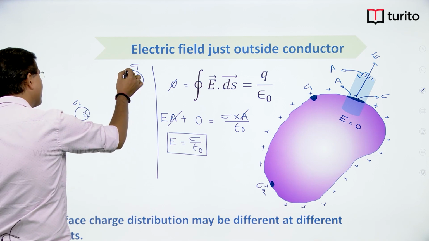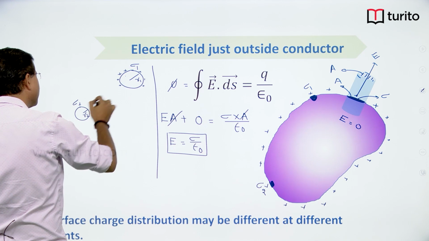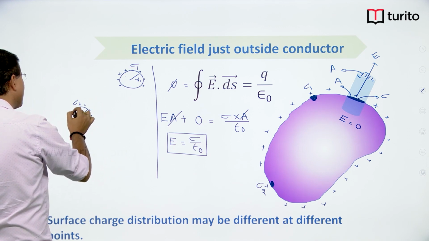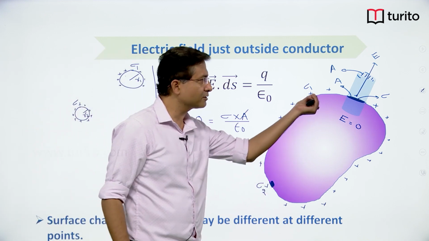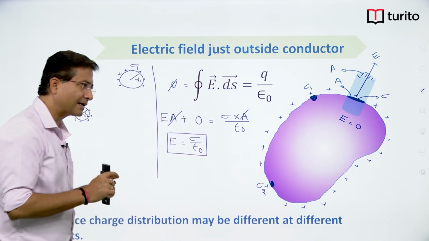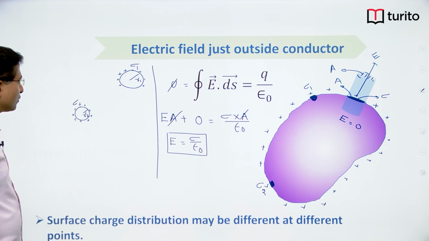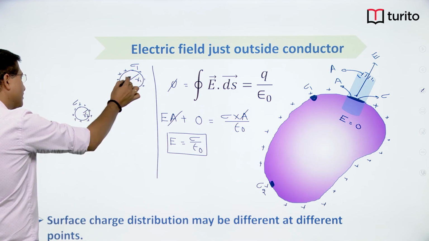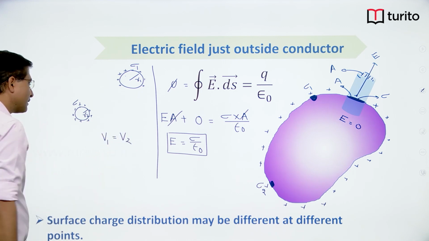As the part is very small, I can assume that charge is almost uniformly distributed. Similarly, here charge is almost uniformly distributed as the part is very small. So, I have taken a very small part here and a very small part here, so that I can write a single radius of the surface. Here potential and here potential must match. Let us call them V1 and V2.